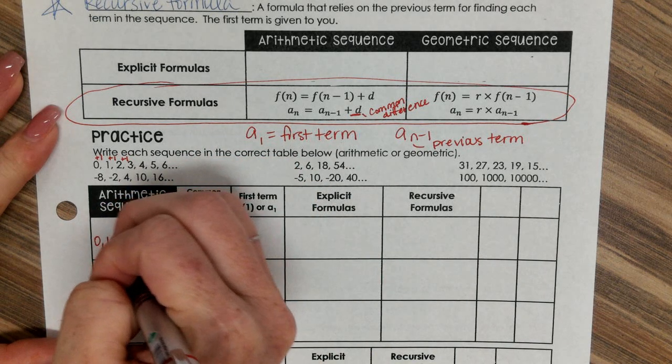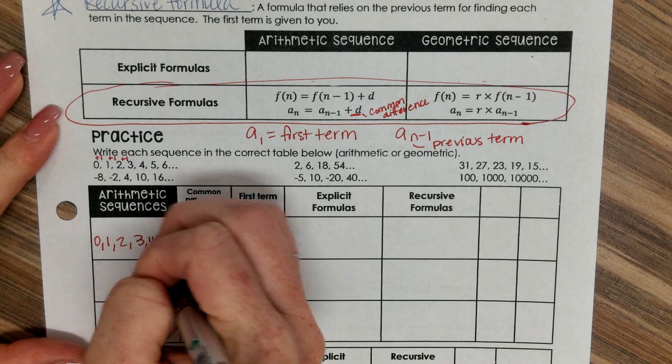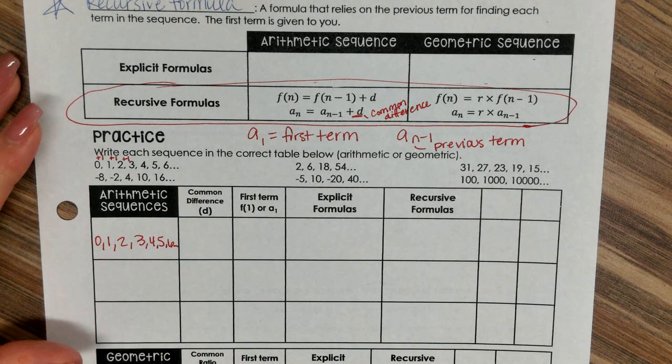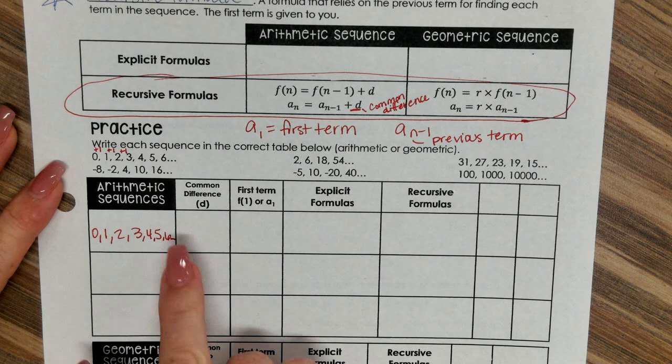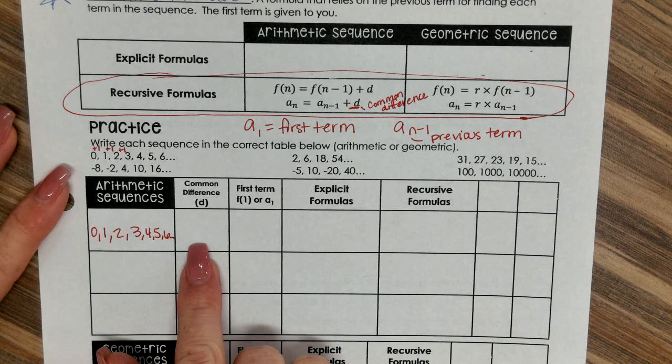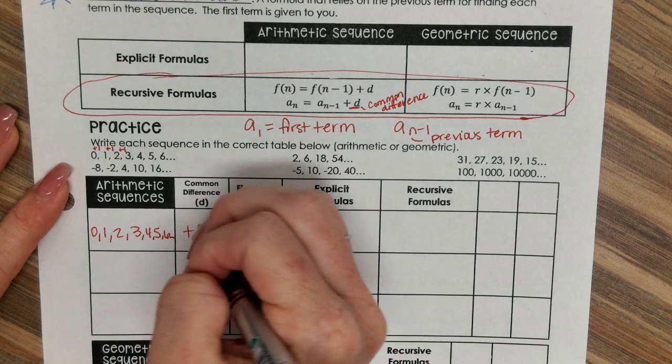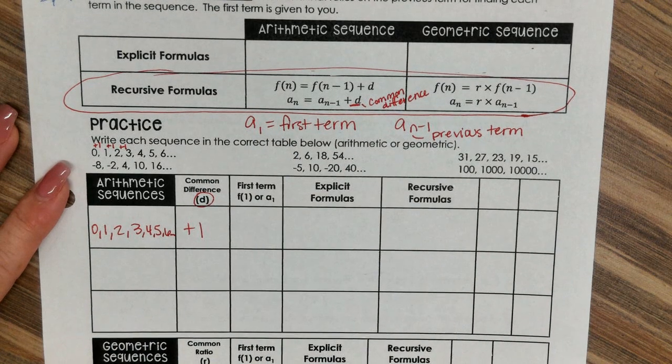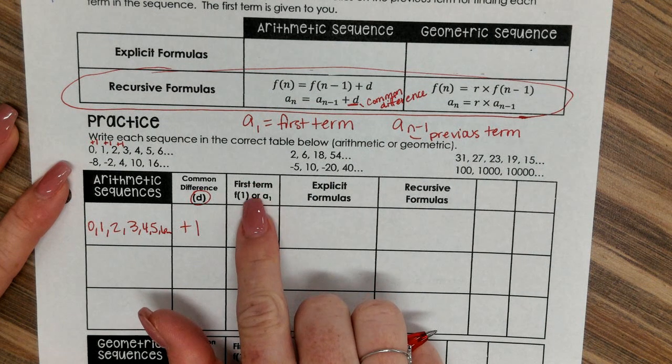0, 1, 2, 3, 4, 5, 6, dot, dot, dot. It keeps going. What is the common difference? What are they adding every single time? Plus 1. That's your d. What is the first term?